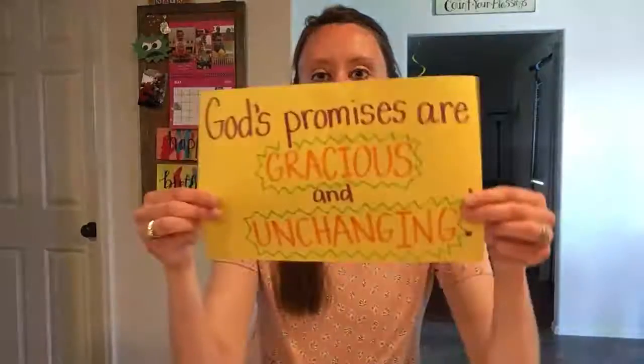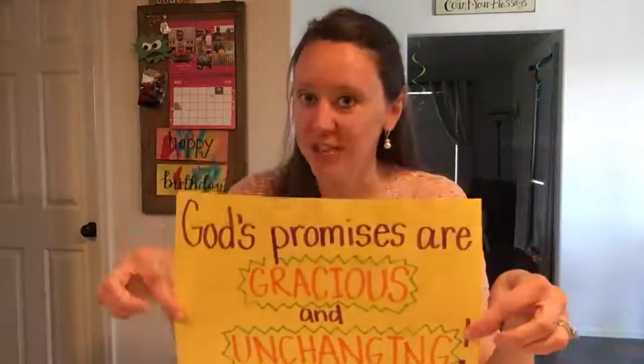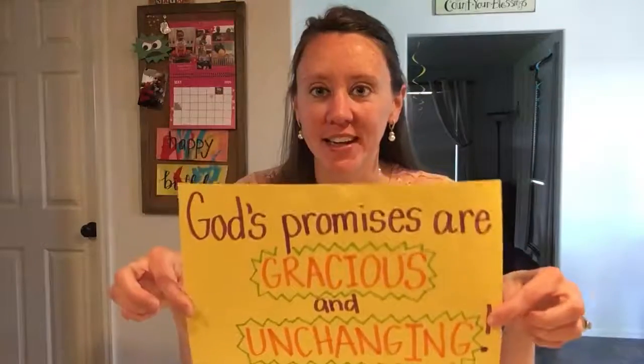In our lesson today, we studied 2 Samuel chapter 7, and we learned that God's promises are gracious and unchanging. We also learned about the covenant that God made with David to establish David's dynasty forever. So in today's activity, we are going to learn about some other covenants or promises that God has made with his people.